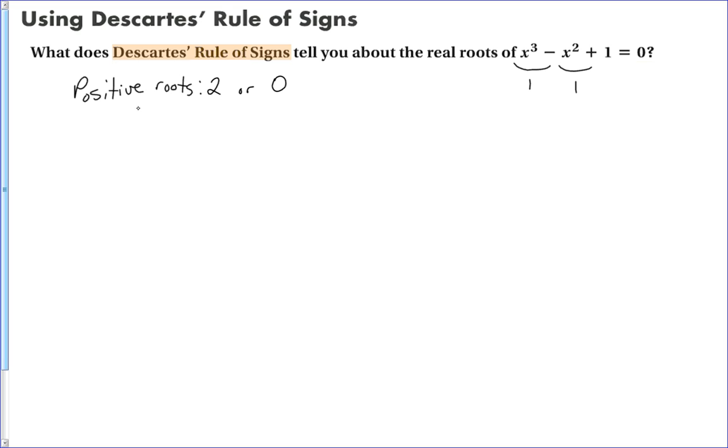All right? Now, for the negative roots, what you need to do is look at your exponents and change the sign on your odd-powered exponents.